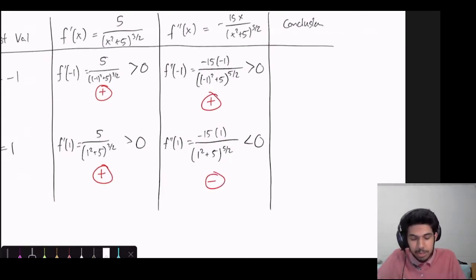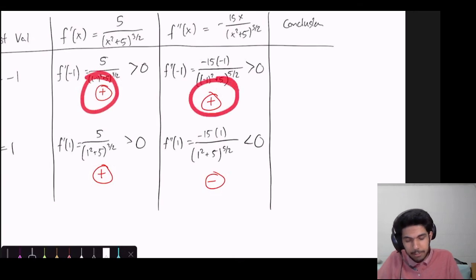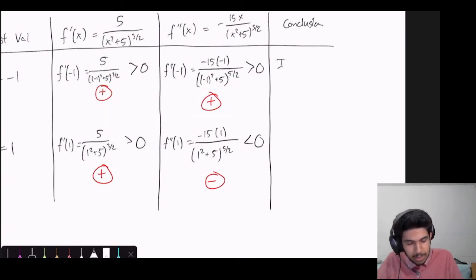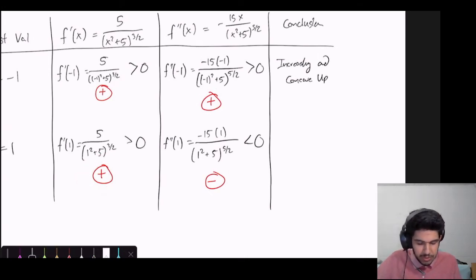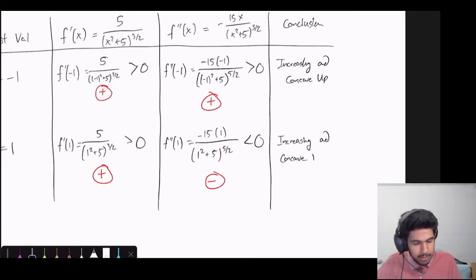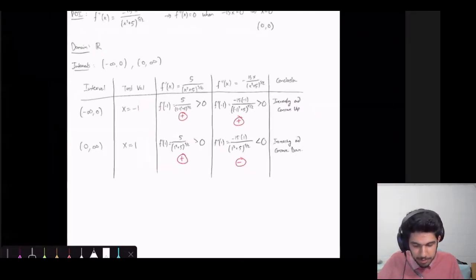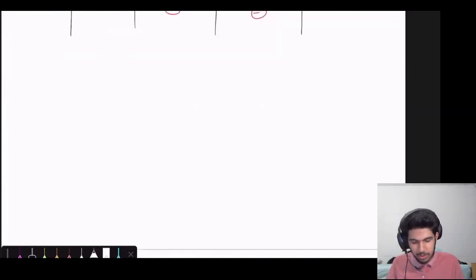And then we make our conclusion. f prime is positive. f double prime is positive. So we say it's increasing on this interval and concave up. Second interval, f prime is positive, so we're increasing. f double prime is negative, so we're concave down. So we say increasing and concave down. And now we've done everything. We are ready to sketch it, so let's just do that.